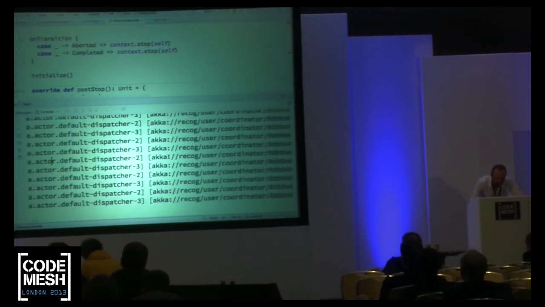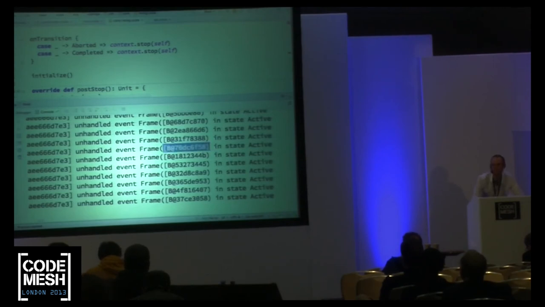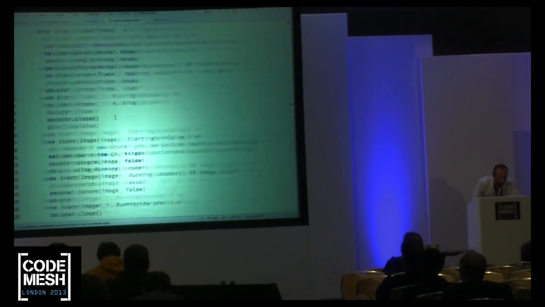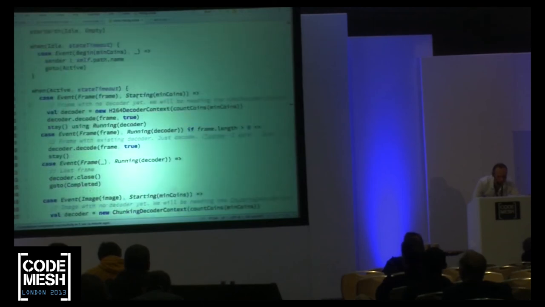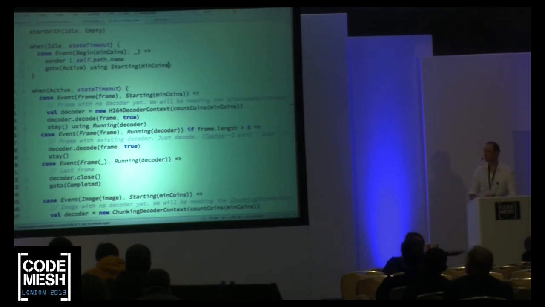So what's happening? So coordinator, yes, and it says unhandled event frame. See, here's the byte array. You may have noted, this is actually quite interesting, right? We don't even box, this is the actual byte array. And in state active, how is that even possible? Well. So what do we have? A frame arrives, aha, but it's the data that's different. When we go to active, we don't modify the data. So we are here in state active, but with data empty. Well, that's no use, right? We have to do starting minimum number of coins. And that should fix it.